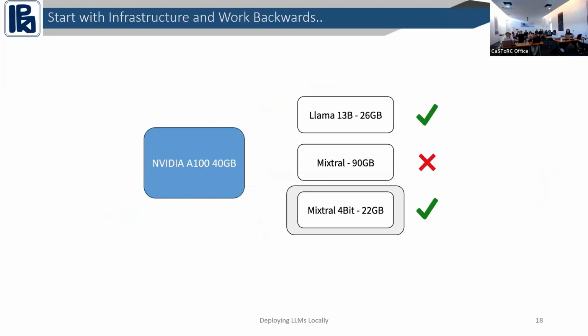And the main idea is that you should start with the available infrastructure and then work backwards. So if you have, let's say, one GPU card that has 40 gigabytes of available memory, then your limitation is on which models you can use. So for example, you can use the Llama 13 billion parameters that is around 26 gigabytes of RAM, or you can use a Mixtral 4 bits, that's 22 gigabytes, but you cannot use a Mixtral that's 19 gigabytes, right?